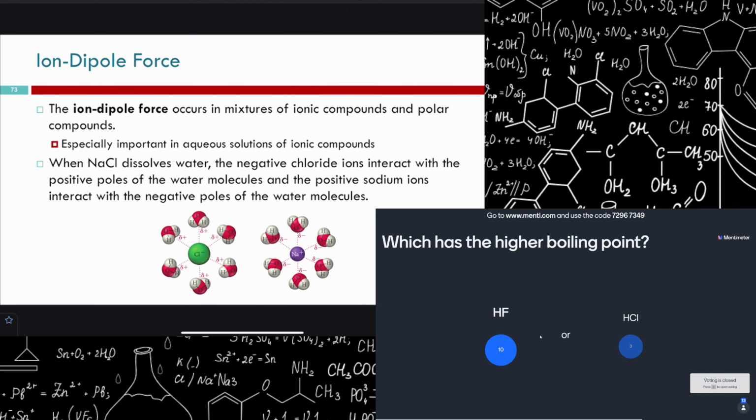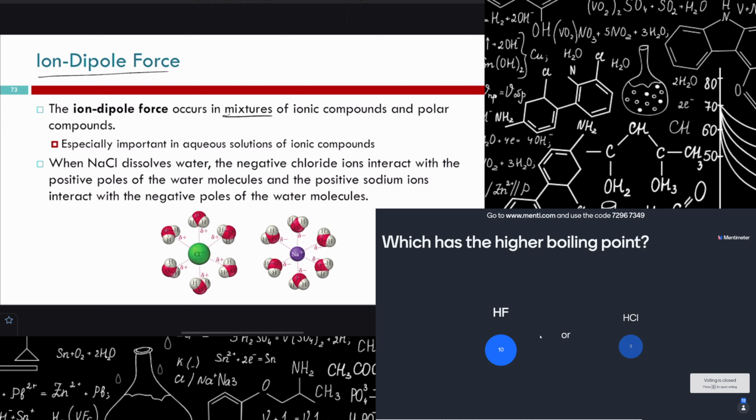Okay. So you might think super glue is the strongest. It's actually not the case. We could use like epoxy or CA glue or liquid weld or JB weld. And that's our ion dipole force. So ion dipole forces are a special type of intermolecular force that occurs in mixtures of ionic compounds and polar compounds. So these are especially important when you have an aqueous solution of an ionic compound, which is a mixture of something like water, right?